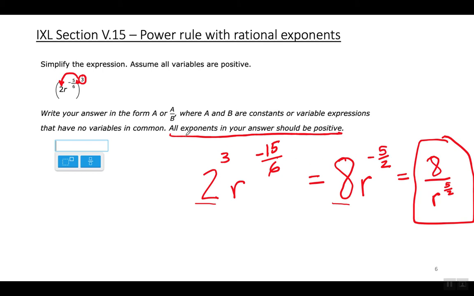And the last step is that they want all your exponents to be positive in your answer. So I've got to get rid of that negative sign in the exponent, which we already did in a previous IXL recently. To get rid of that negative sign in the exponent, I put r to the 5 over 2 in the denominator, and that gets rid of the negative sign. And this is my final answer.